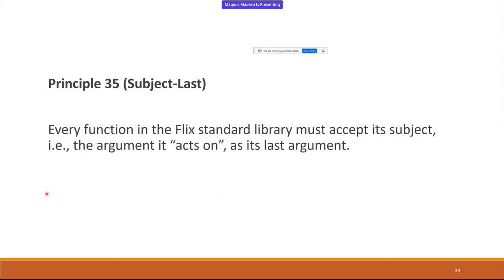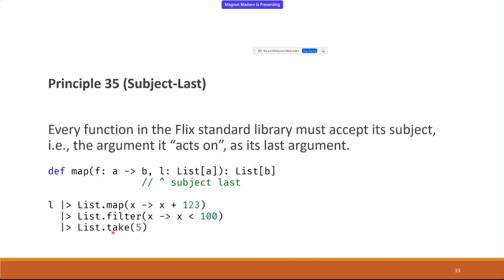And we also have some principles that cover the standard library. So one principle says that every function in the library must be subject last. And that means that when you consider the order of arguments, the last argument should be the one that it operates on. And so, for example, if we have map here, it takes a function argument and takes a list. So the list argument should be last because this is the subject. And the reason it's important to have this is that this enables pipelines. And so by enforcing this on the entire Flix standard library, which is like 30,000 lines of code, it means that we ensure that all of our code will work with partial applications and pipelines.